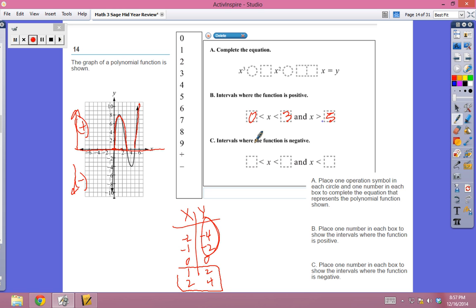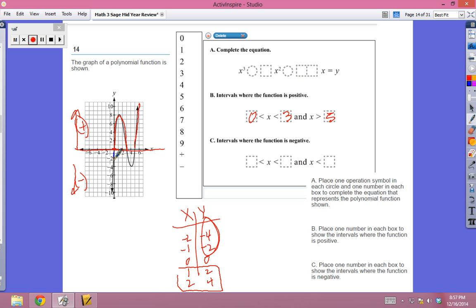Okay, it's going to be negative right here, and right here, and here. So it's negative when it's below 0. Anytime x is less than 0, it's going to be negative, and then anytime x is between 3 and 5, as long as it's bigger than 3 and smaller than 5, that's when it's negative.